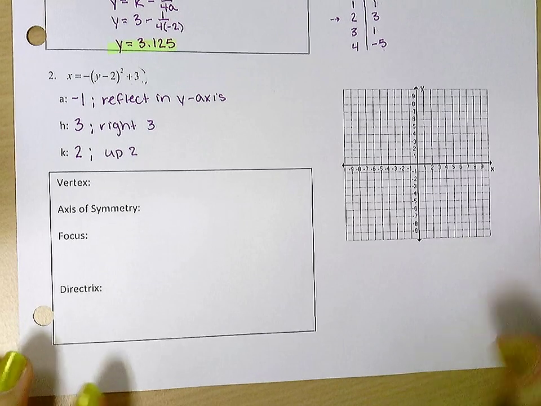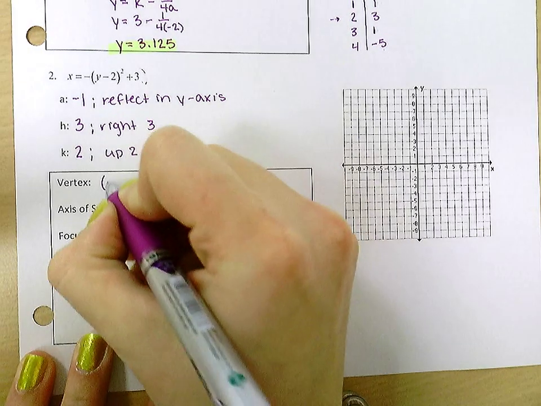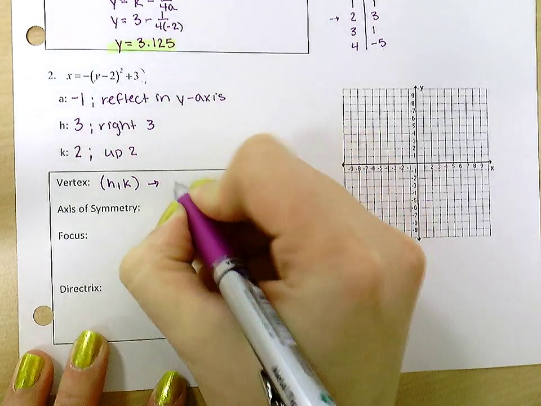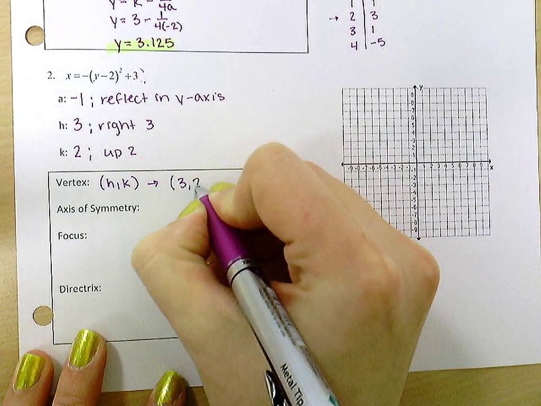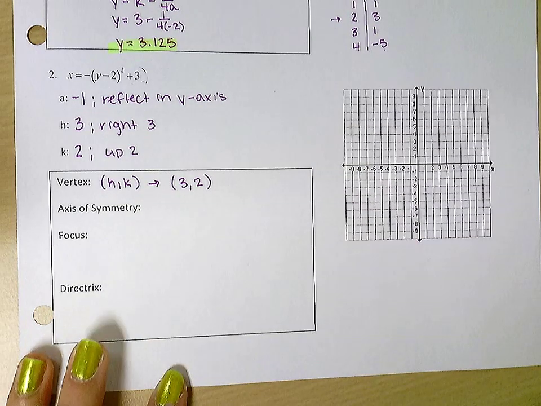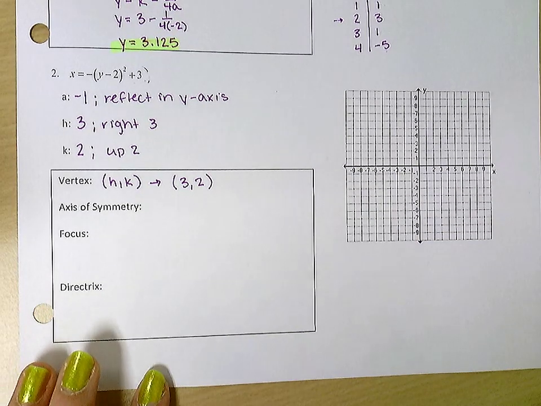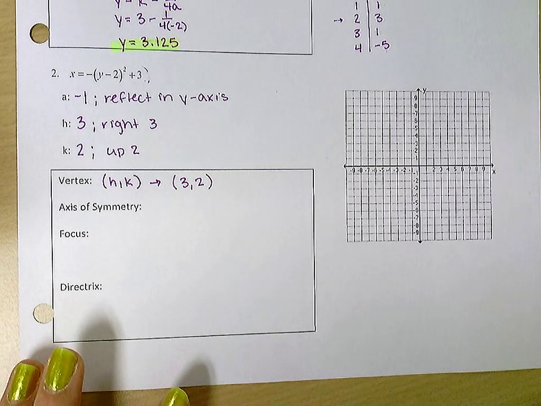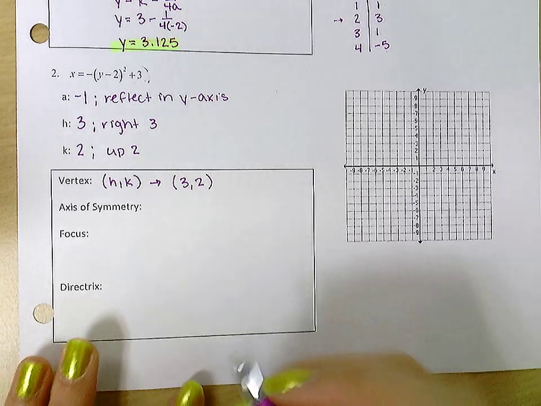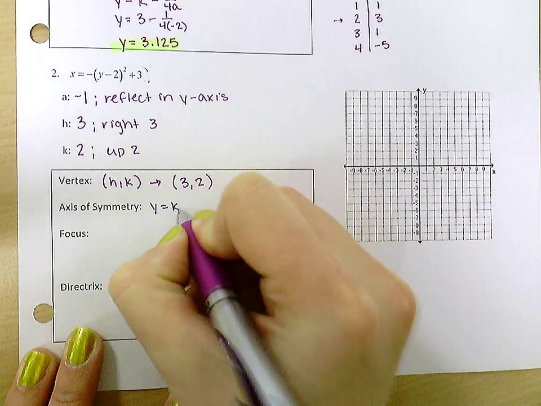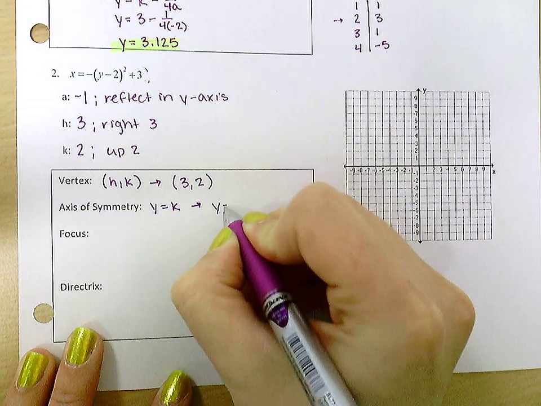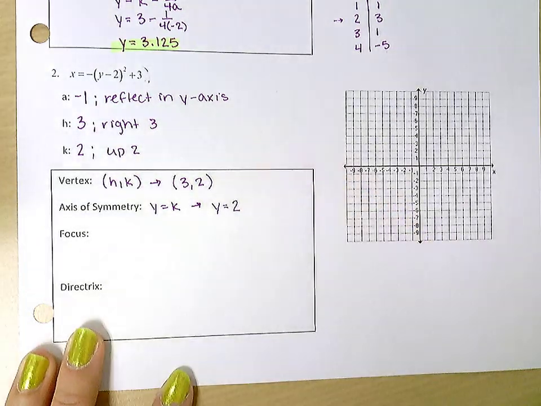Just like with our other equation, your vertex is still at (h, k). And we already figured out what h and k are, so h is 3 and k is 2. Next we need the axis of symmetry. The axis of symmetry for this type of equation is at y equals k, so y is equal to our k value, which is 2.